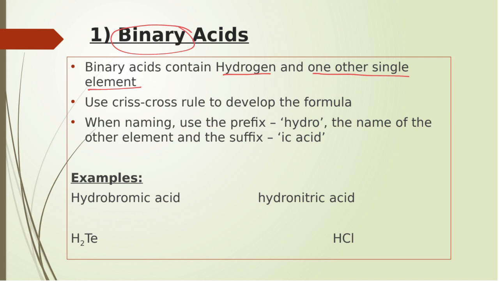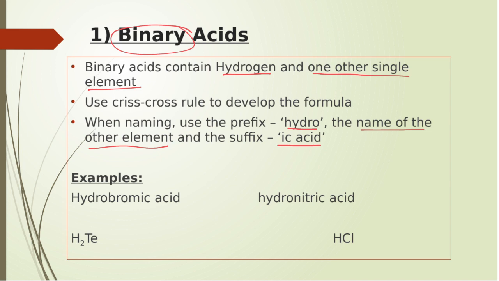And then when we name, we always do the same thing. We use the prefix hydro. We then state the name of the other element. And sometimes we chop off some letters. Sometimes we don't. Again, it's kind of like practice to get you to know when you do that, when you don't. And then we also add a suffix of ic acid. So let's look at a couple of examples.